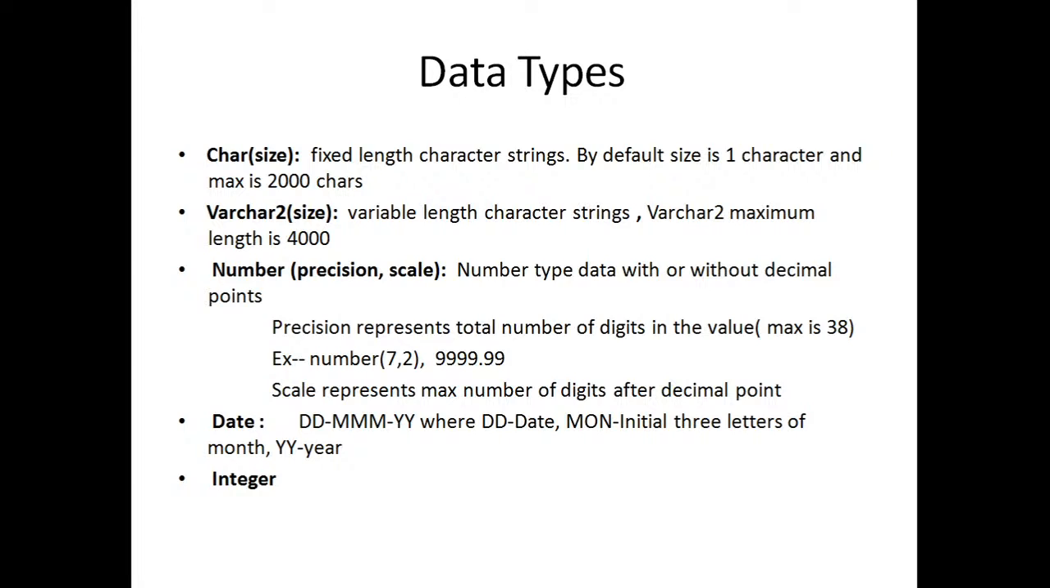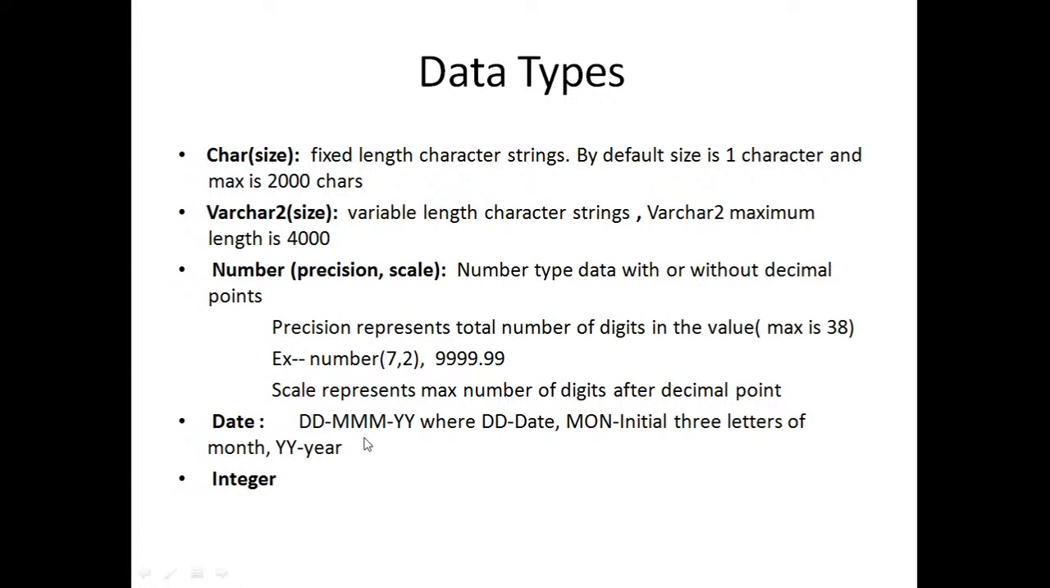The next format is number. In number, both precision and scale are possible, or only a single value is possible. If you use number 7,2, it means the total precision is 7 digits and the scale, the decimal part, is up to 2. You may also normally use number 7, meaning you may use numbers up to 7 digits only.